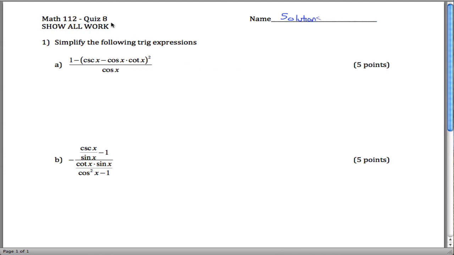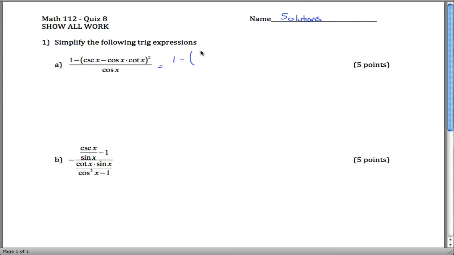Solutions to quiz 8 for Math 112. First, we're asked to simplify these trig expressions. One method to do this, the method we've been using in this class, is first change everything into sines and cosines. So express all these trig functions just in terms of sines and cosines.